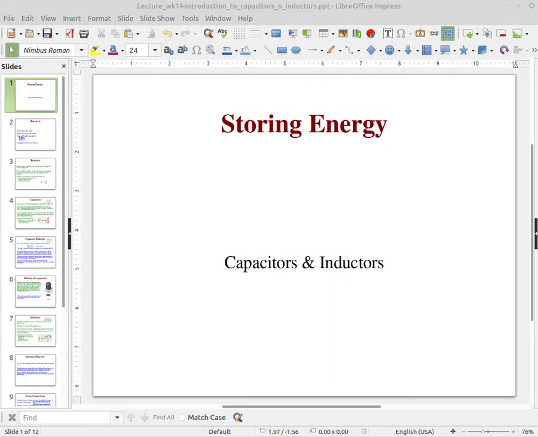This video introduces capacitors and inductors. Unlike resistors, which basically use energy, turning electrical energy into thermal energy, capacitors and inductors are storage devices. They actually store the energy.